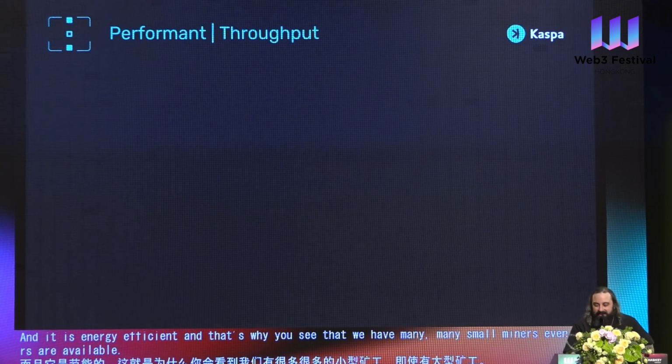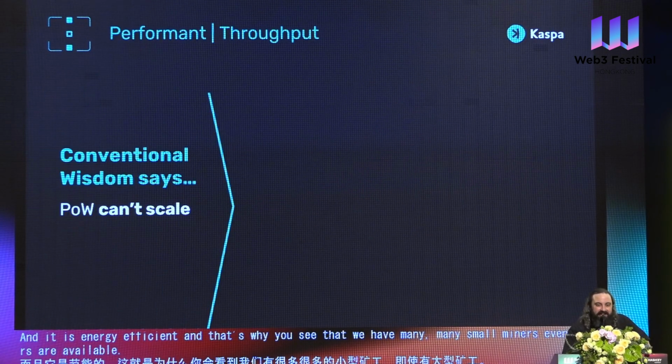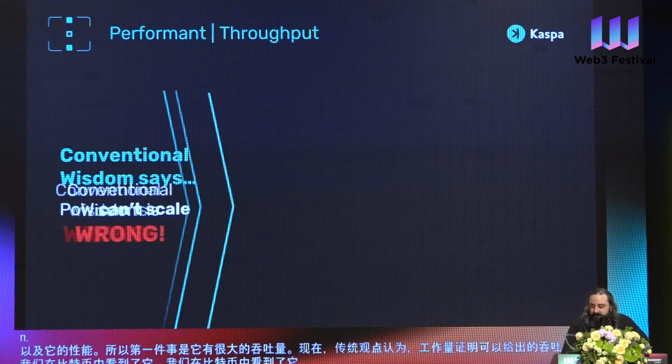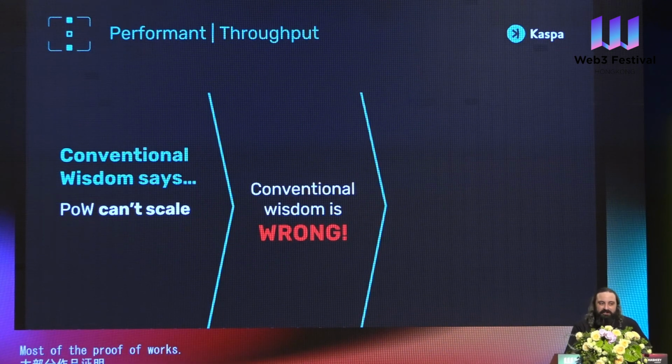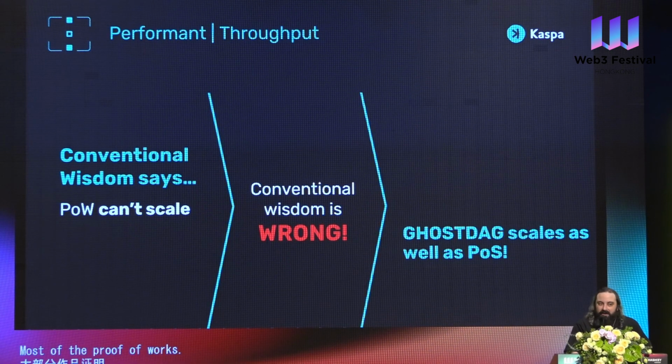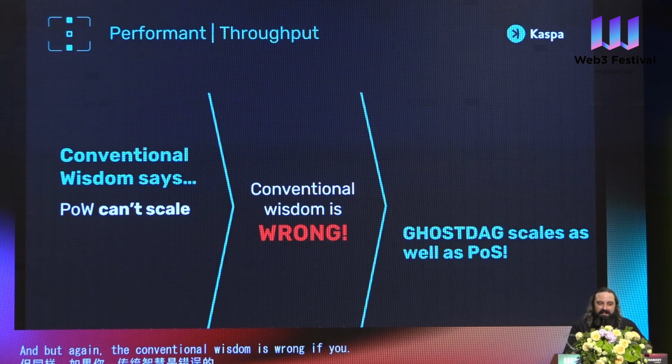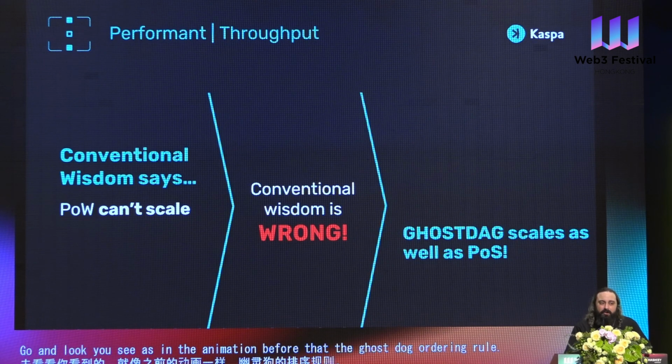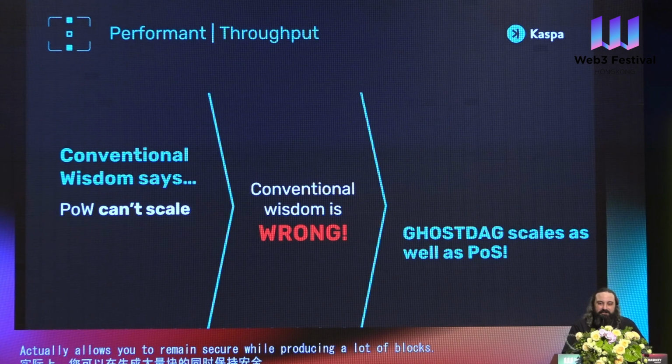Its performance, so the first thing is that it has a lot of throughput. Now, the conventional wisdom says that proof of work can't be performant in the sense of throughput. We see it in Bitcoin, we see it in most of the proof of works. But again, the conventional wisdom is wrong. If you go and look, you see, as in the animation before, that the GHOSTDAG ordering rule actually allows you to remain secure while producing a lot of blocks, keeping the security benefits of proof of work while giving you a lot of throughput.